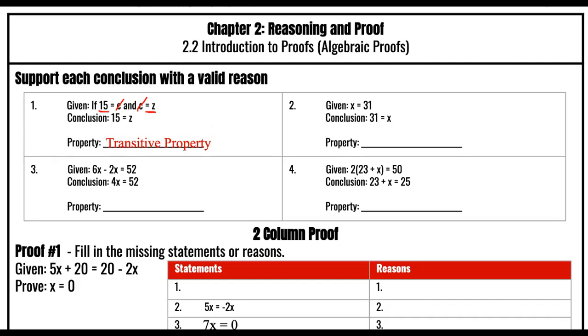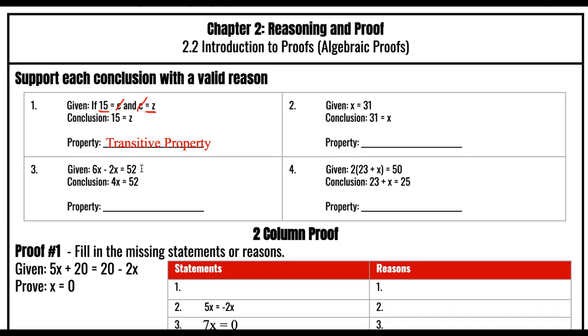Number 3, this time we are given an equation, 6x minus 2x equals 52. We draw the conclusion that 4x must equal 52. So let's think about this. We want to compare the given equation to the conclusion equation. How are they alike? How are they different? Well, we can see on the right side of the equation, it stays 52. That does not change, okay?